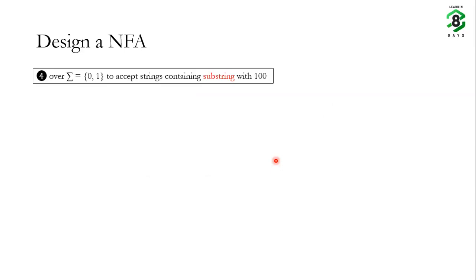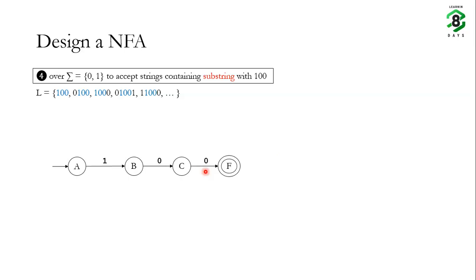Again, we have to design a NFA over input alphabet 0, 1 to accept strings containing substring 100. Now again, as before, the strings may start or end with 100 or may contain 100 in the middle. So our design will start with an initial state A, in which if we receive 1, we go to state B. On state B, if we receive 0, we go to state C. And in state C, if we receive 0, we go to state F, which is the final state.